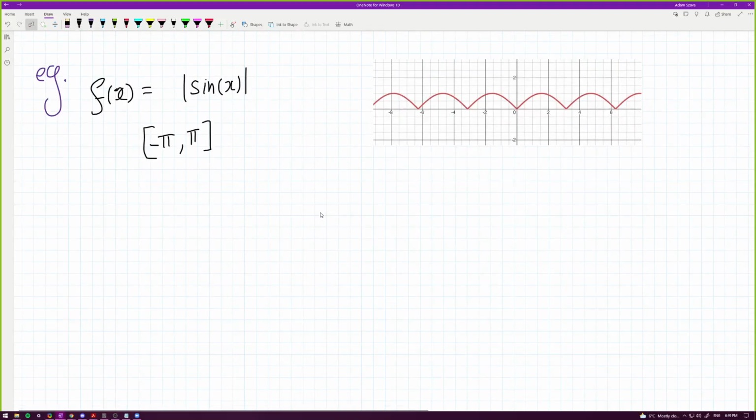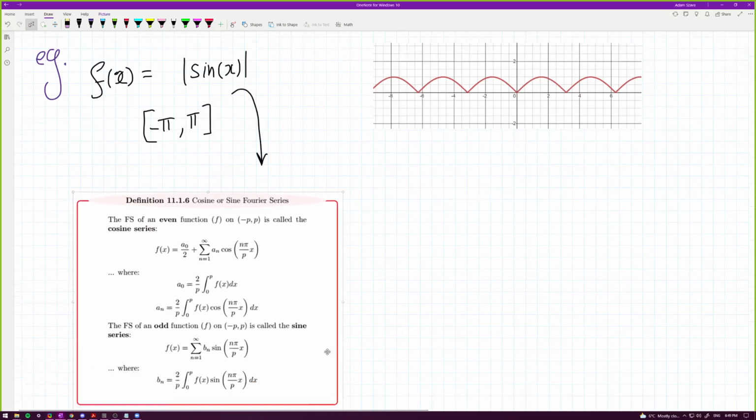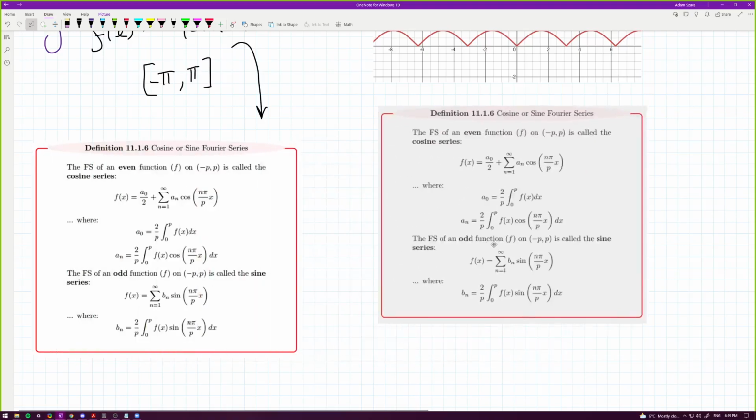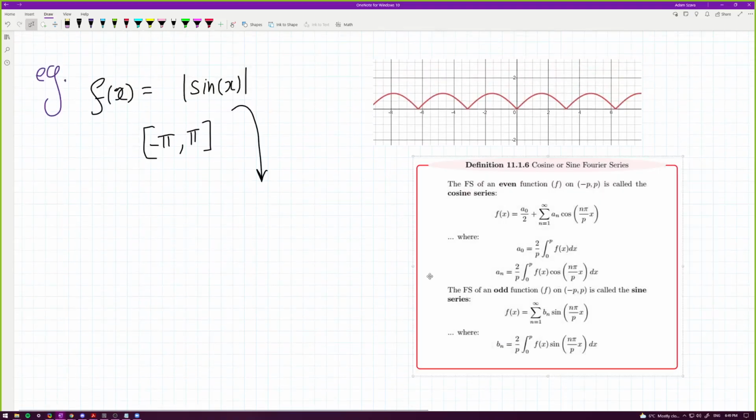Because of this, you can actually just jump right to the cosine series. Let me find that here quickly. These are the cosine and sine formulas. They simplify if we have an even or odd function. An even function will simplify to this, and an odd function will simplify to this. An even function is a little bit simpler, so I'm going to note that it's even. That means we can just jump right to this section here.